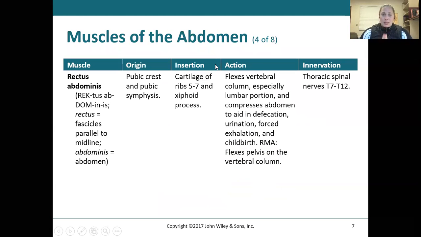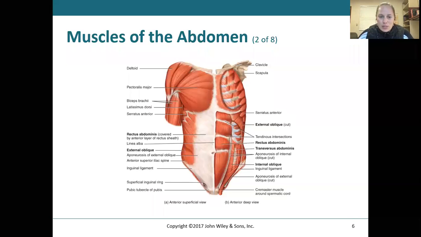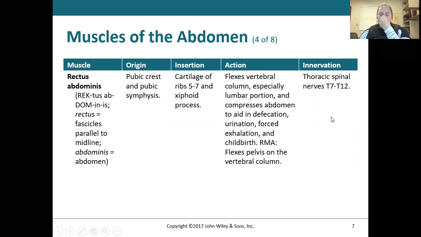Okay, so we'll start with the rectus abdominis. The origin is the pubic crest and the pubic symphysis. So if we go back here, you can see the pubic symphysis, the tubercle, and the rectus abdominis is right here. You can see it extending from the inferior to superior region. The insertion is the cartilage of ribs 5 to 7 and the xiphoid process, just right below your sternum. It flexes the vertebral column, especially the lumbar portion, so all of your lower back motions, and compresses the abdomen to aid in defecation, urination, forced exhalation, and childbirth.